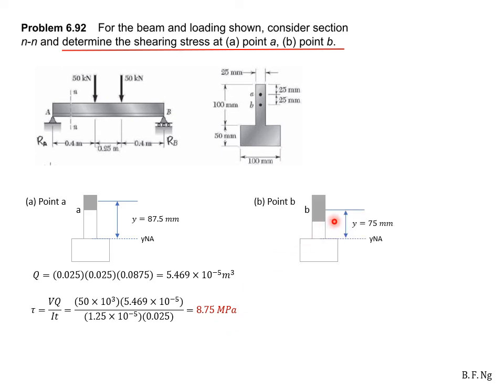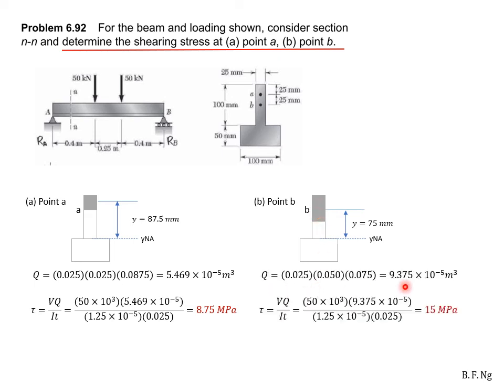We can do the same for point B, where y itself is now 75 millimeters and the area is larger. This is the value for Q. Substitute in the known values to tau and we get 15 megapascals.